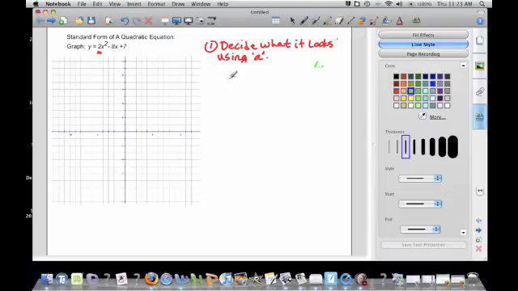So A is 2, and if A is positive, it'll open up, and if A is negative, it'll open down. So it's going to open up. And the other piece here is that if it's a number larger than 1, or less than -1, it will be narrower than what we would expect. That's because the leading coefficient can make it happen faster or slower. A number larger than 1 or less than -1 will make it more steep. That U will go quicker. So this is going to open up and be narrow.